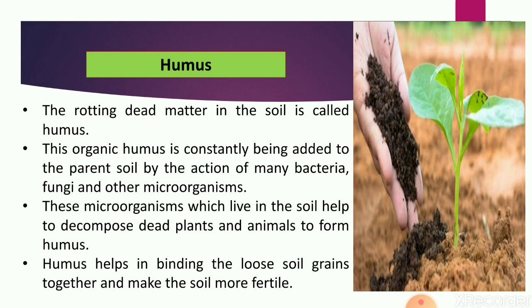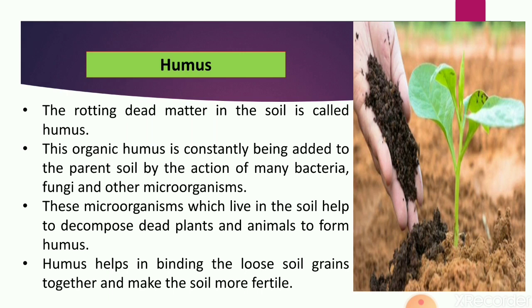Now, our next topic is humus. As we know, humus is the dark organic matter that forms in the soil when dead plant and animal matter decays. This organic matter mainly contains dead and decaying animal substances, dried leaves, twigs, grasses, vegetables, and other microorganisms, and some other nutrients.